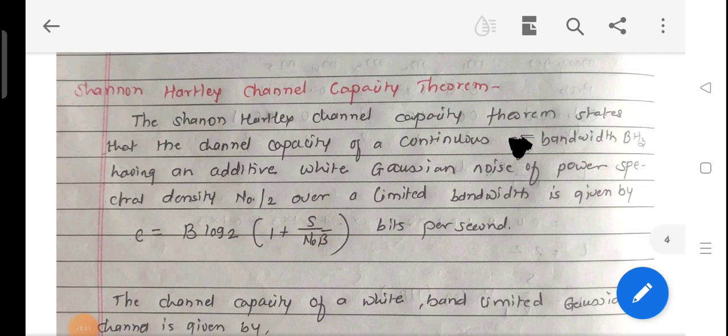Okay, so channel capacity is related to bandwidth. The Shannon Hartley channel capacity theorem states that the channel capacity is related to bandwidth, and we can write the equation for channel capacity, when the additive white Gaussian noise power spectral density is given as n0 by 2, as C equals B log to the base 2 of (1 plus S upon n0 B).